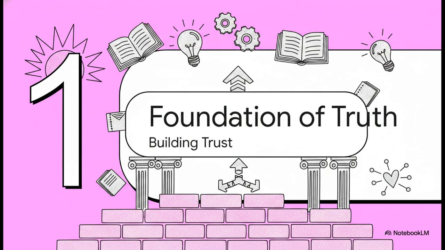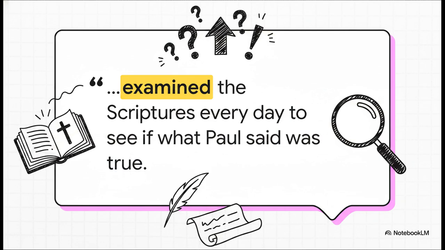All right, Section 1, the foundation of truth and building trust with your audience. Okay, so this is where it all begins. The core idea here is that strong informational writing literally has to back up every single claim with reliable evidence. That is how you build trust. If you want people to believe what you have to say, you've got to build that trust from the ground up. And this concept of seeking and verifying the truth, it isn't a new thing.